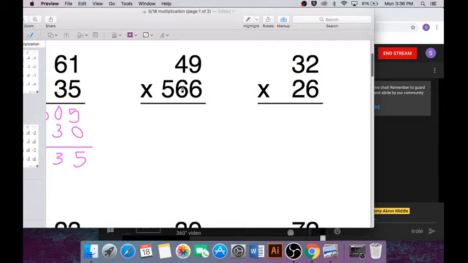Okay, next we have 49 times 566. We're going to start with 6 times 9. 6 times 9 is 54. So we put down our 4. We carry our 5. Now we have 6 times 4. 6 times 4 is 24. Plus the 5 that we carried is 29.